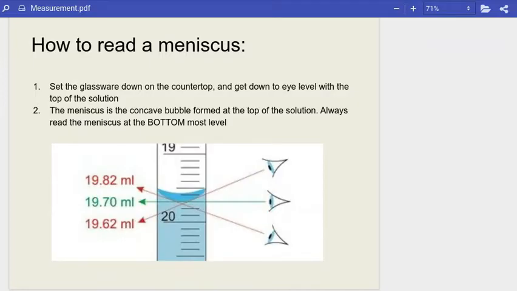The idea is to get down at eye level with the glassware, put the piece of glassware on the countertop, and then read the very, very bottom of the meniscus. Notice if you don't do that, you'll end up with some incorrect readings, which is just going to introduce a whole host of problems.